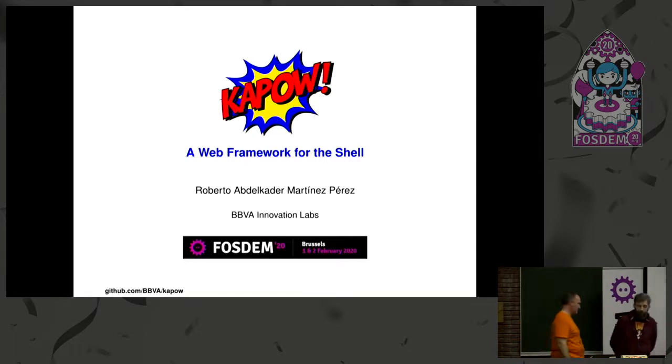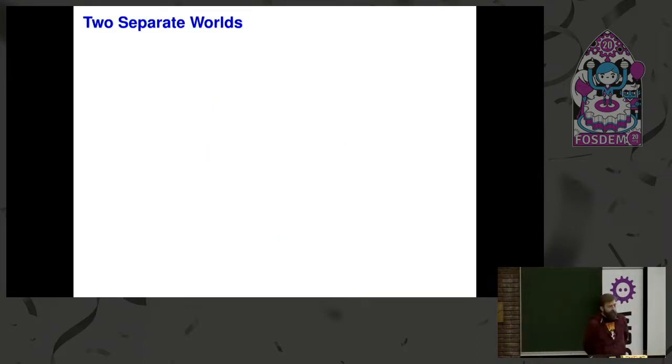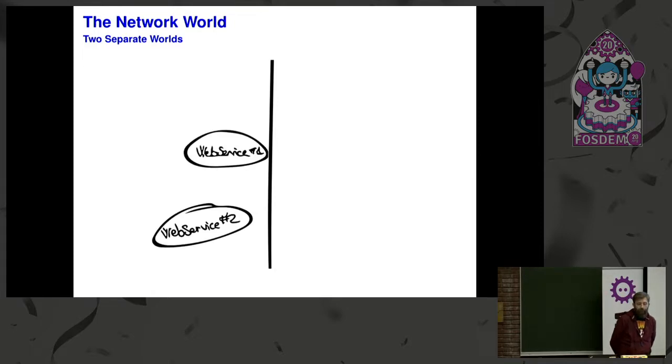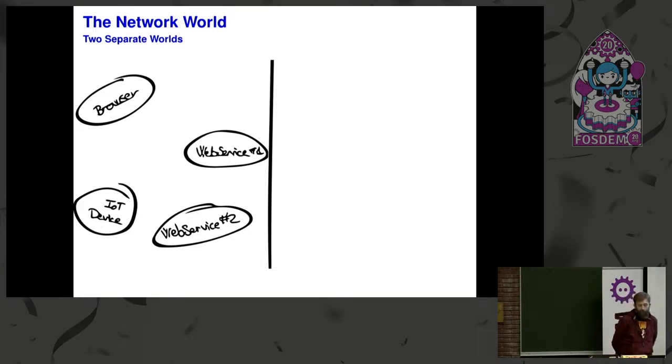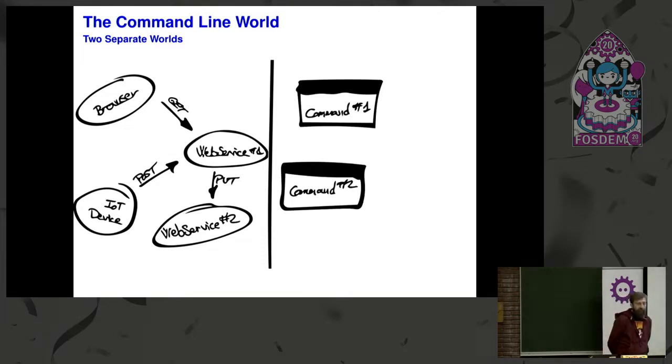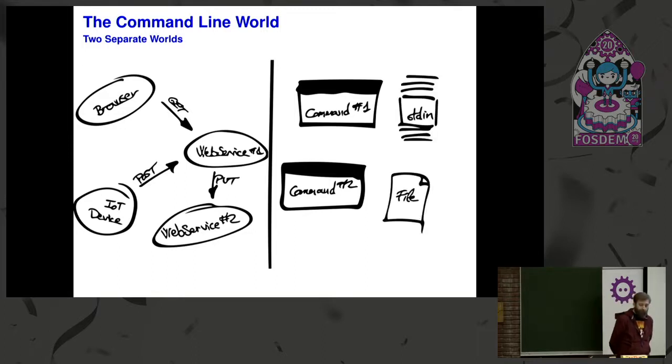Hello, everybody. I'm here to speak about Kapow. Let's begin. So first of all, there are two separate worlds. On the left, we have the network world, whose inhabitants are web services, browsers, IoT devices, you name it. They speak several languages, but the main one is HTTP. The other world is the command line world. The citizens are the commands, files, file descriptors, and they communicate through pipes and redirections.